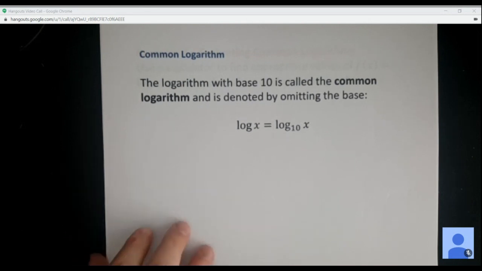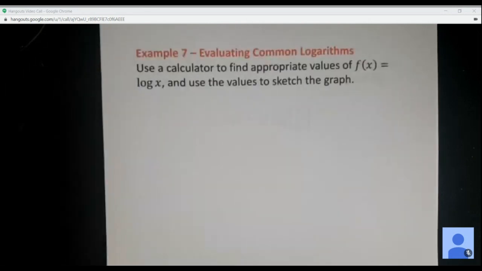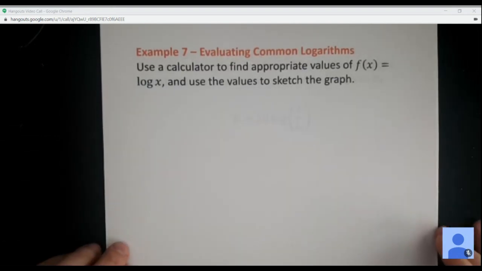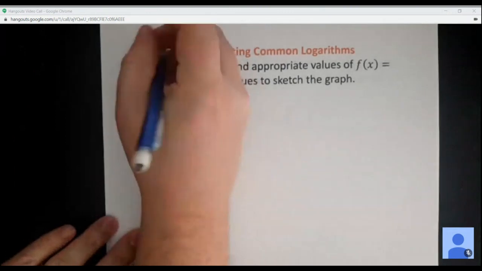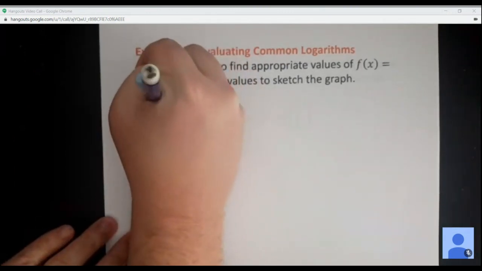All right, so let's take a look at this. It says we want to use the calculator to find appropriate values for f of x equals log of x, and then use those values to sketch the graph. We're just going to create a table like we did for other ones, and then look at what the graph looks like. We should have an idea of what this graph is going to look like.